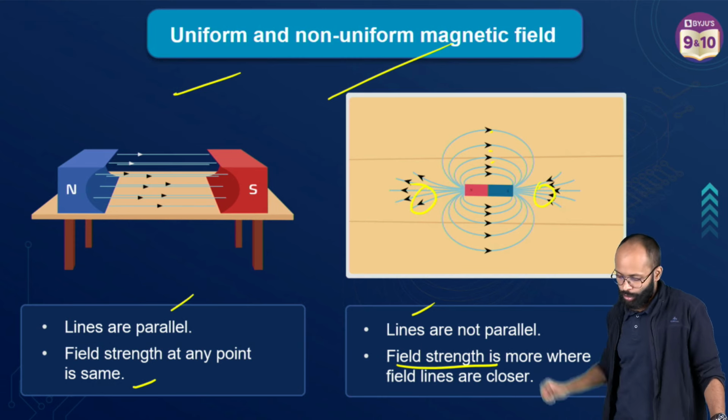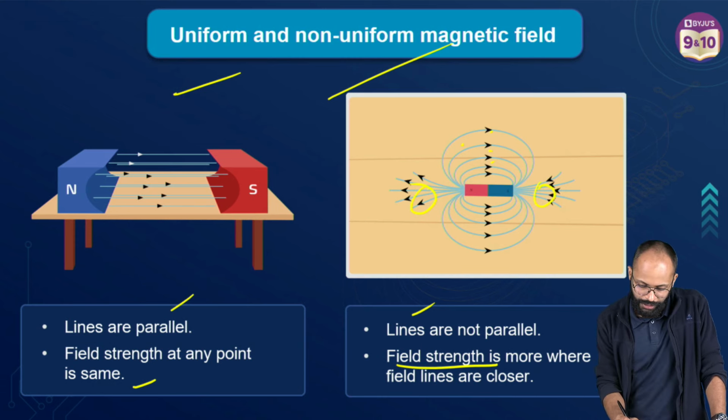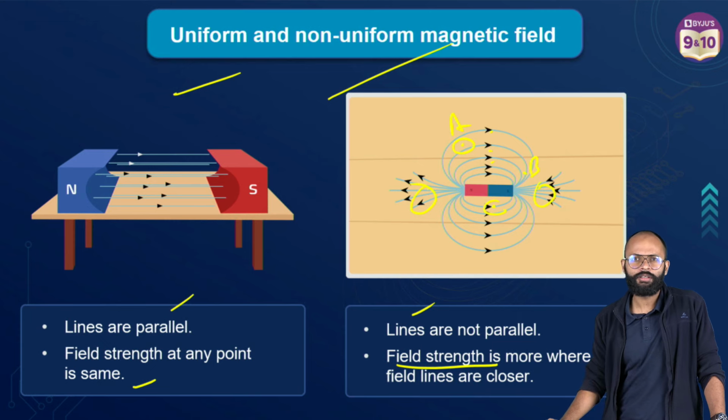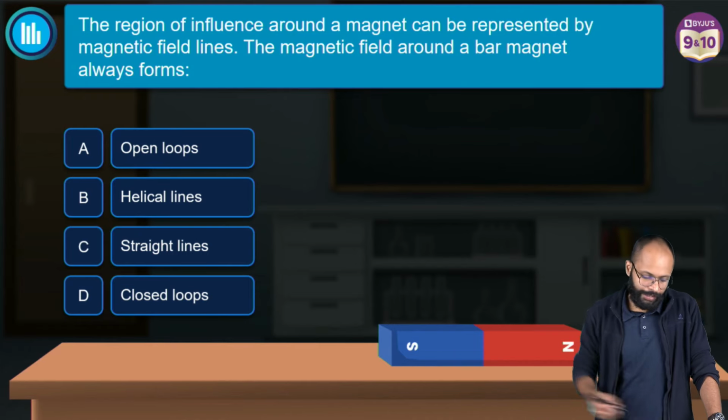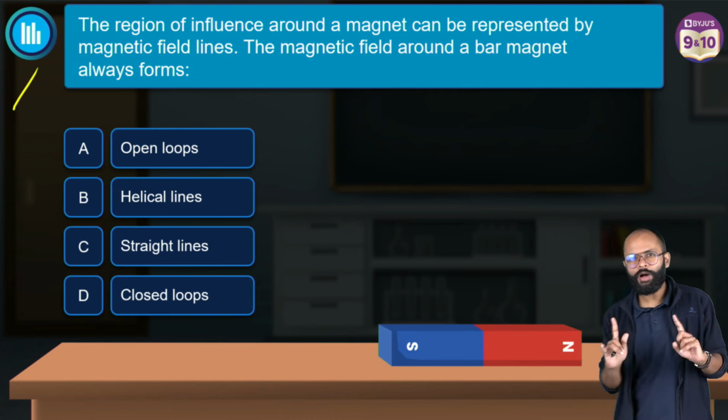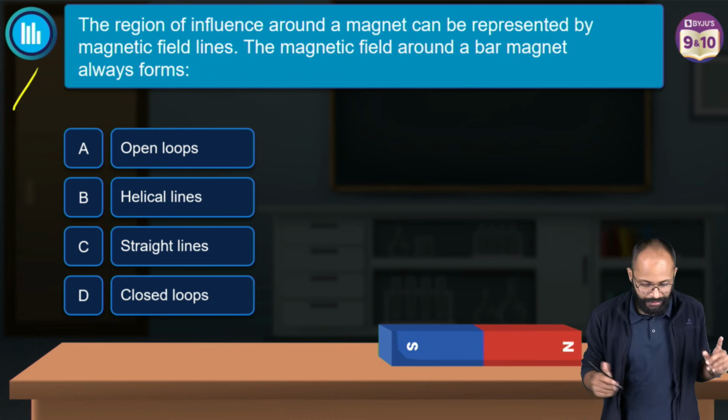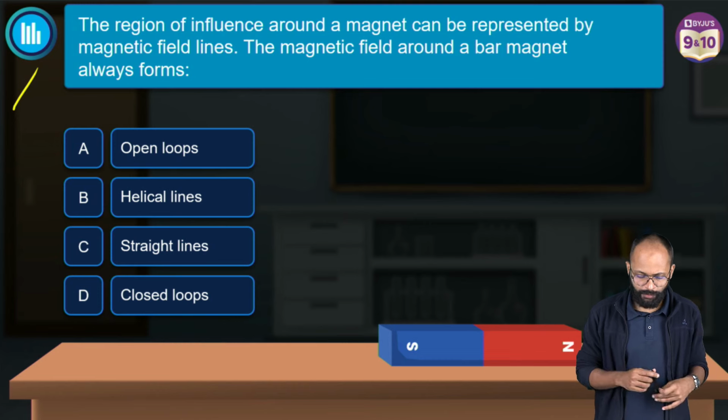It's again a very common question in boards. How it happens? Point A, point B, point C. Where is the magnetic field the strongest? Commonly it can be asked, right? Let's do a few questions just to check whether we got it or not. We'll do it quickly, okay? The region of influence around a magnet can be represented by magnetic field lines.